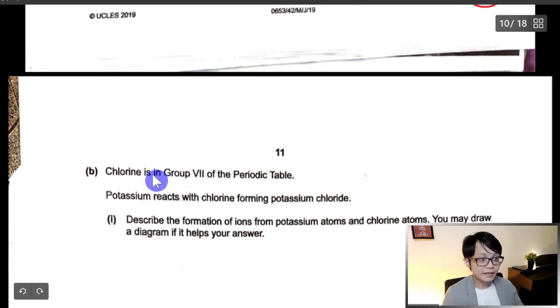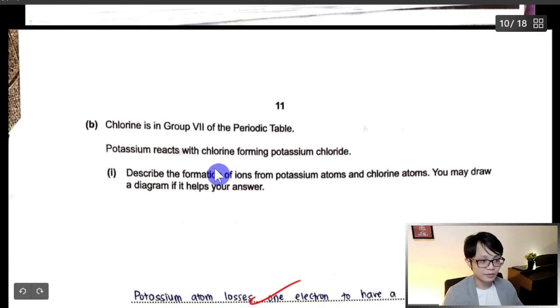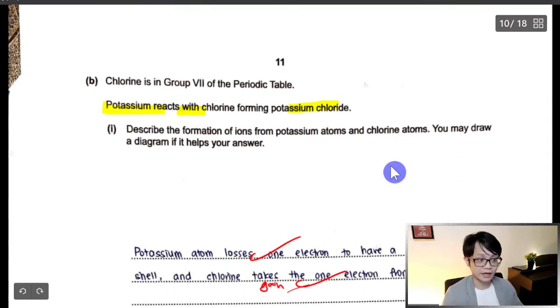Okay, chlorine gas in Group VII. This is Group 6, is it? Group 6. Group 7, VII, 7. Potassium reacts with chlorine to form potassium chloride. Okay, potassium with chlorine to form potassium chloride.